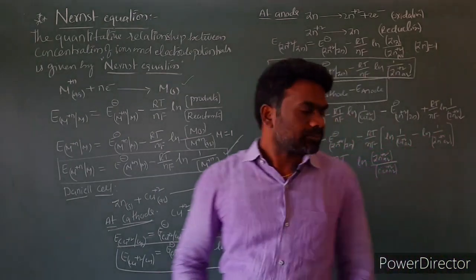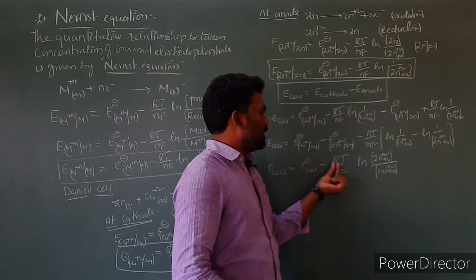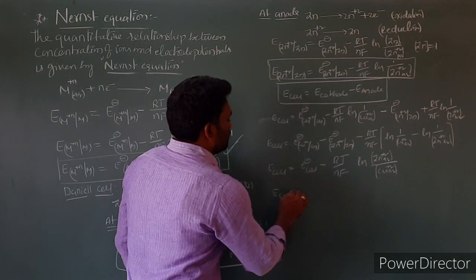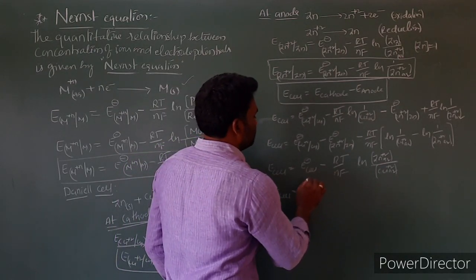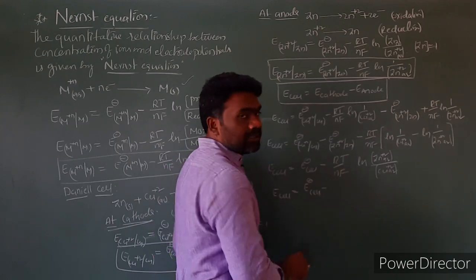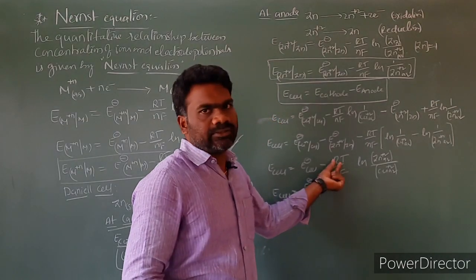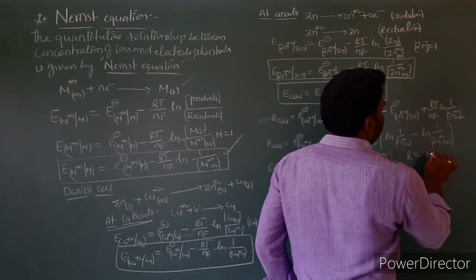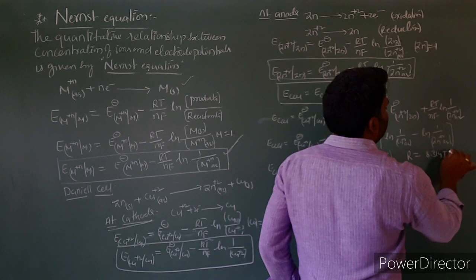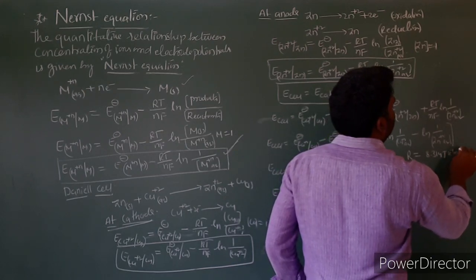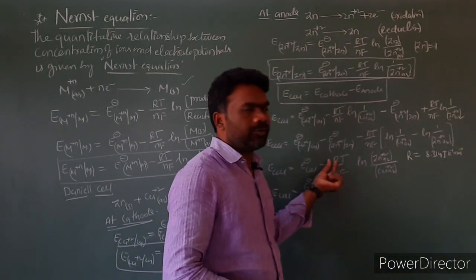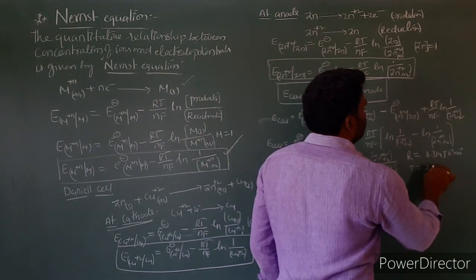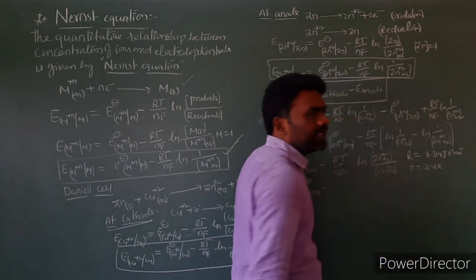So from this we have to substitute the R value, T value, N value, F value. So I am taking E cell. E cell is equal to E standard cell minus R value. Here R is the gas constant. R is equal to 8.314 joule Kelvin inverse mole inverse. So this is the R value. T is temperature. It is 298 Kelvin, nothing but 25 degrees centigrade.